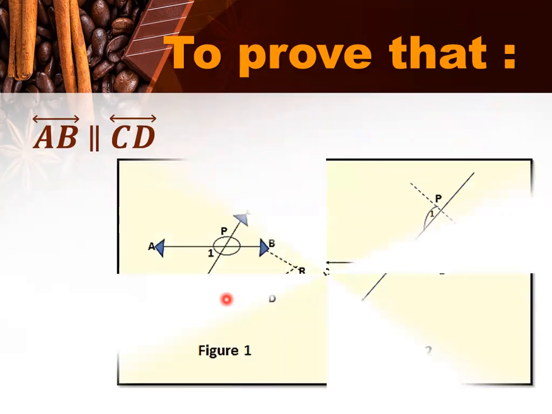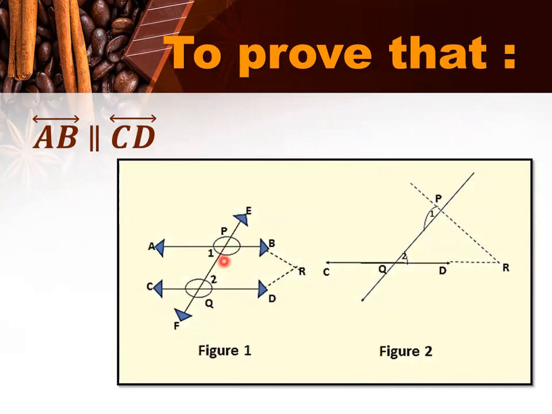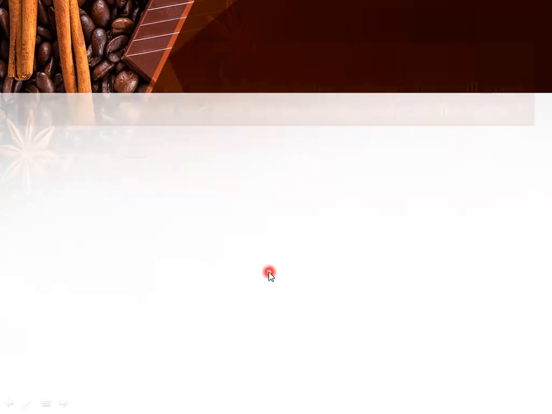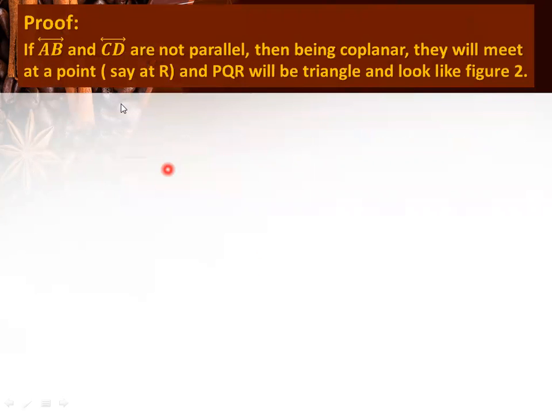Now what do you have to prove? You have to prove that if angle 1 is equal to angle 2, it means that line AB is parallel to line CD. This AB is parallel to line CD. You have to prove this statement.